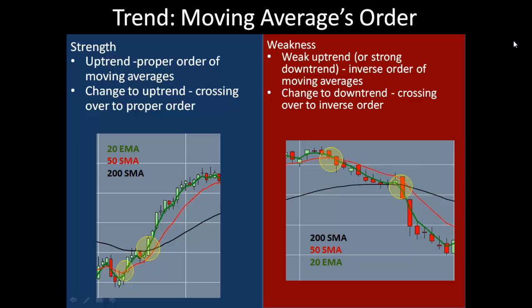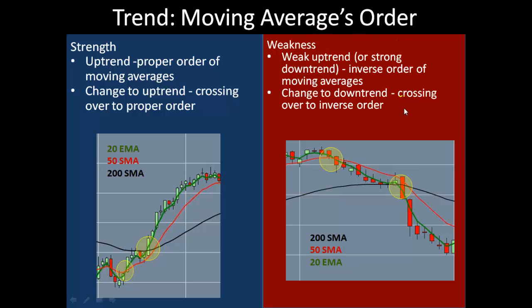Something new traders often overlook is checking to see if the order of the moving averages is sequential. In a strong uptrend, you're going to have the moving averages in proper order. You're going to have the 20-day moving average above the 50 and the 50 above the 200. Often when they cross over like this, the 20 crosses above the 50 and the 50 crosses above the 200, that's often a signal that the trend is changing, and changing in the direction of the crossover.